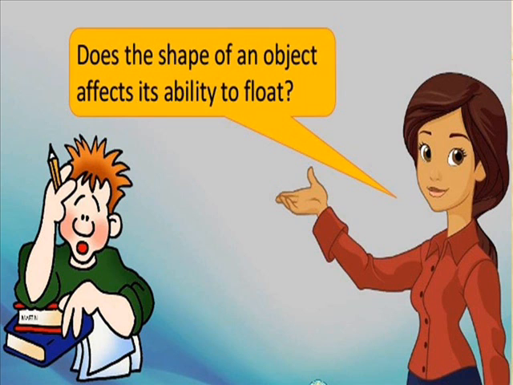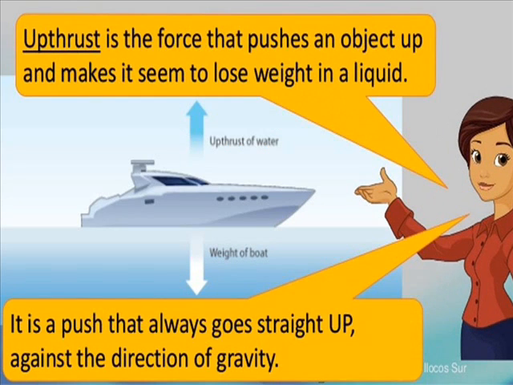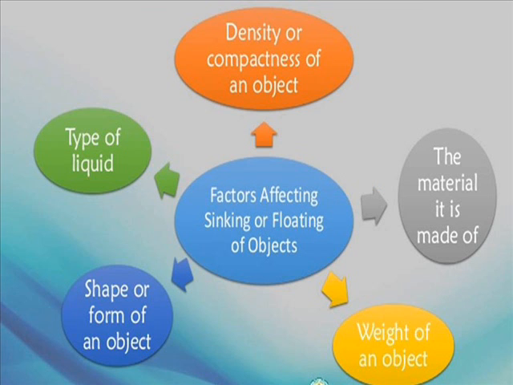Thus, the shape of an object affects its ability to float. Changing the object's shape will also change its ability to float, because it holds air and at rest has more space to push the object. The illustration shows a big boat in the water. Upthrust is the force that pushes an object up and makes it seem to lose weight in a liquid. It is a push that always goes straight up, against the direction of gravity.